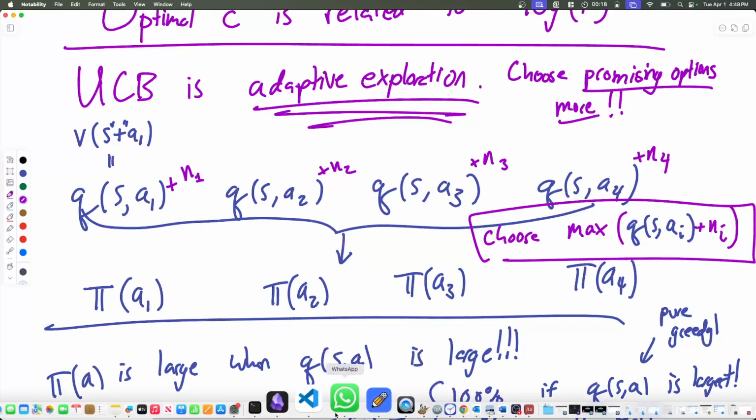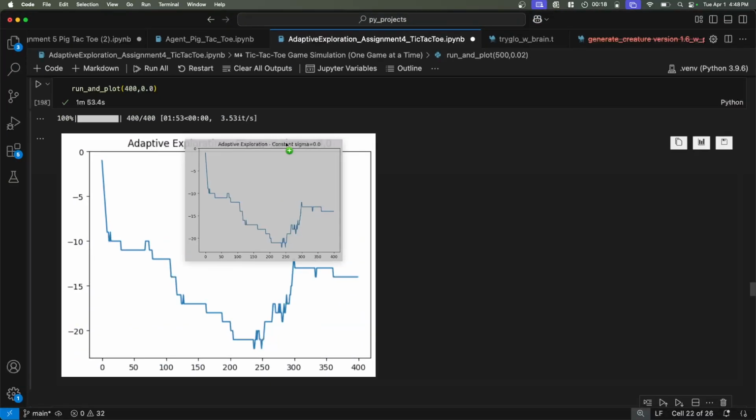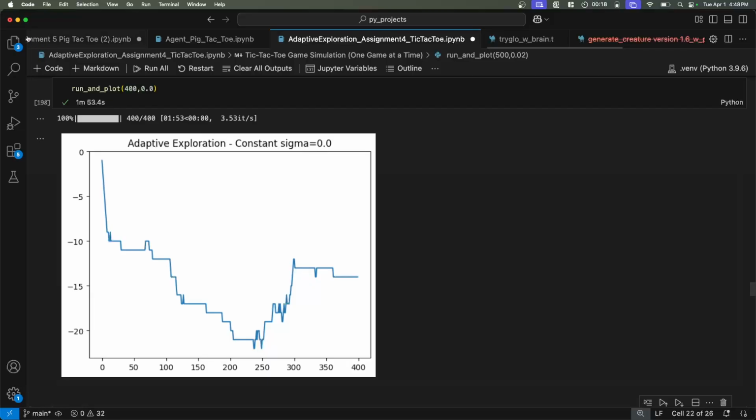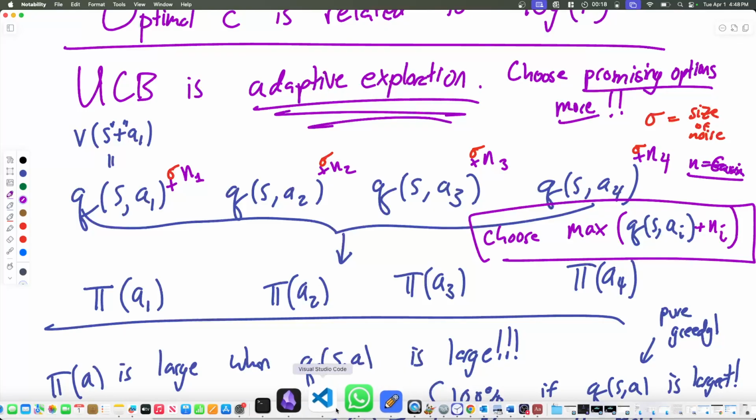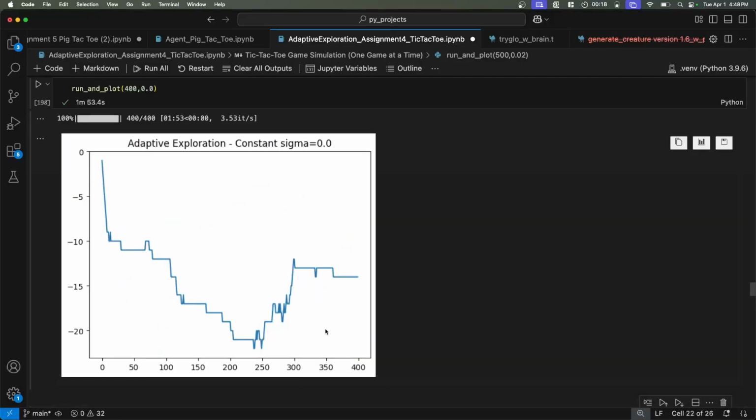So let me show you in tic-tac-toe the results. That's what this constant sigma value is. Sigma is the size of the noise. What I did is I did sigma times this, so I could control the size. And I used a Gaussian distribution, so n was Gaussian. This is a super simple way to do this, is to add this on. If you add nothing, if the noise is nothing, then you're literally back to greedy, which is over here. If you make the sigma value 0, this is literally the greedy algorithm, and nothing will work.